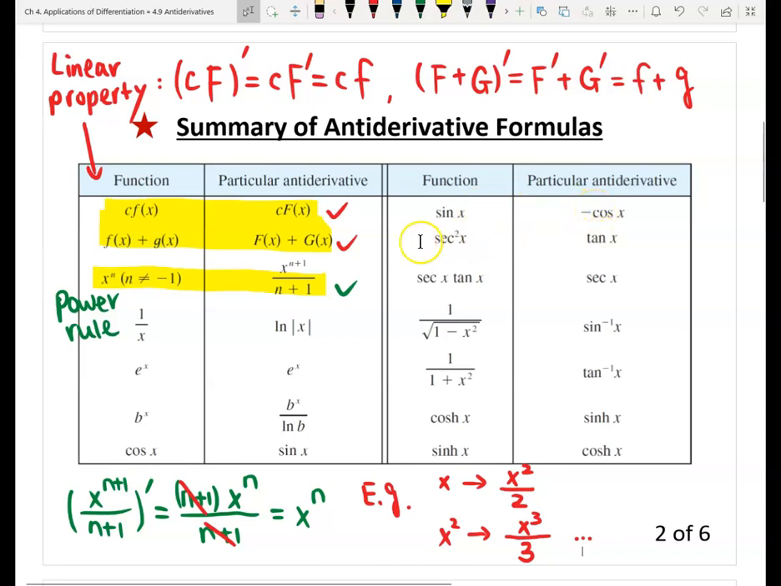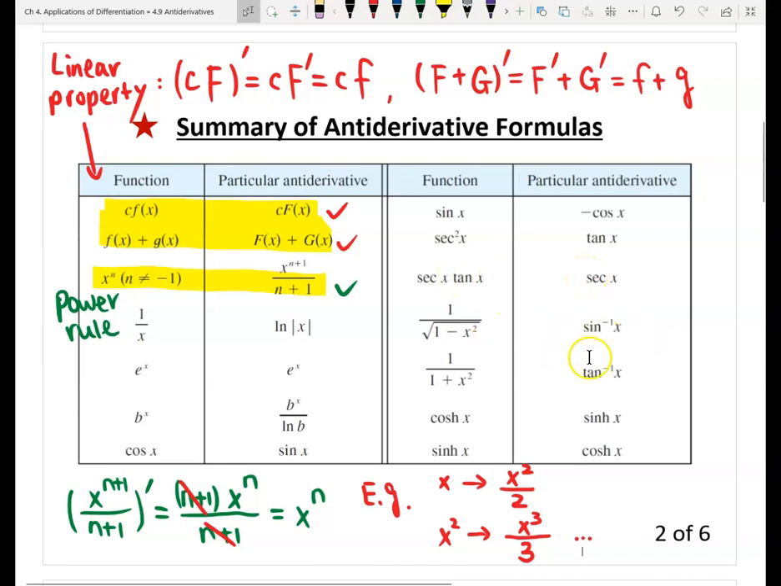And then let's move to secant squared. You know tangent's derivative is secant squared. Therefore, tangent is the particular antiderivative of secant squared. And the same, we have cosecant squared, or it's negative cotangent. You can go and write the formula for yourself. Can we look at one more? It is secant x times tangent x. The antiderivative is secant x, because secant x's derivative is this one, right? So this formula is true.